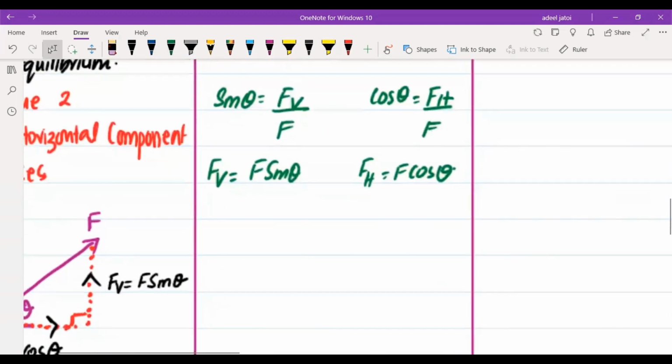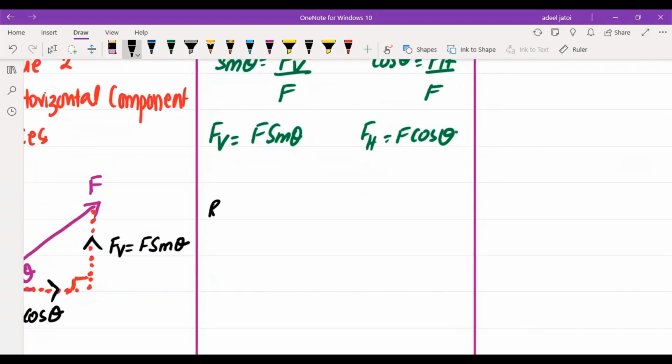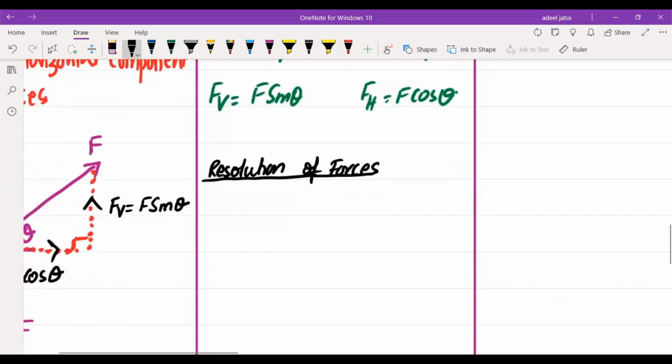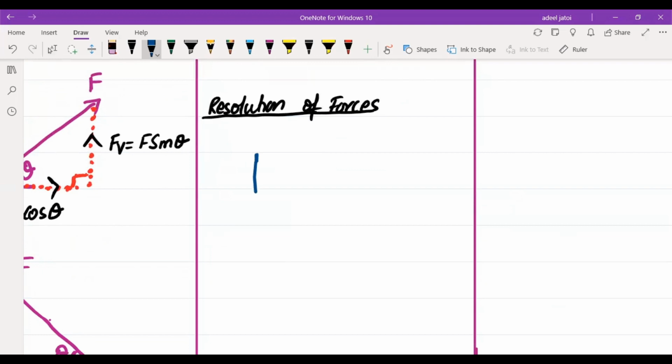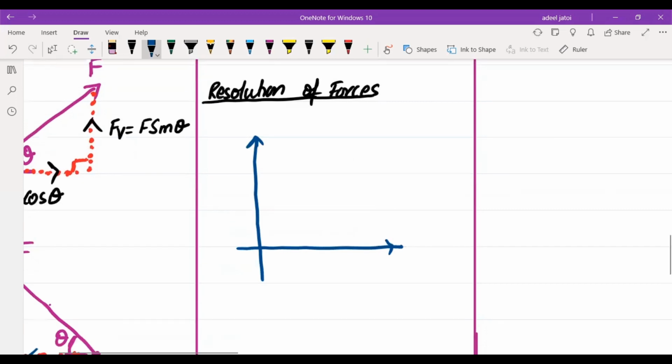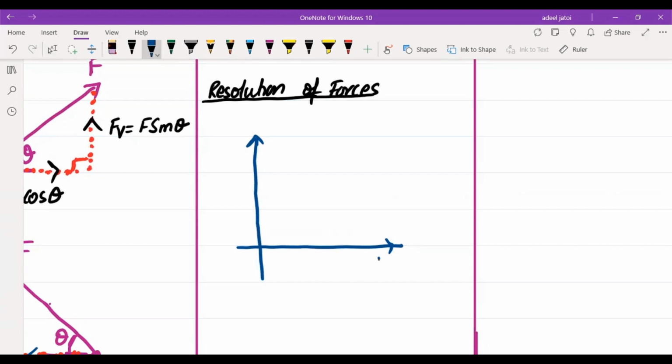Now let's just work upon the resolution of forces. Now, what is resolution of forces? Let's just say that we have been given an x-axis and the y-axis. This is right, this is upwards, and let's say this covers your horizontal force, this covers your vertical force.